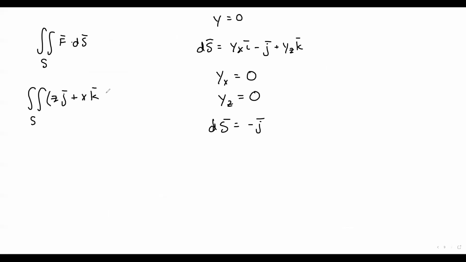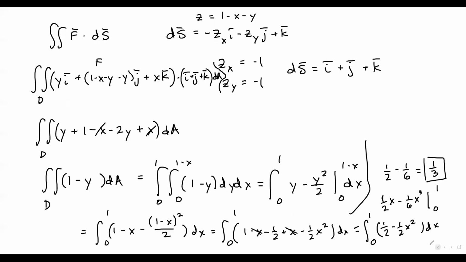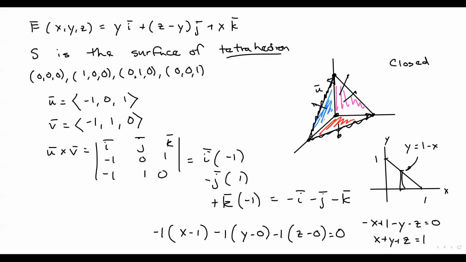That's what we get if we go ahead and substitute y equals 0 into our vector field, into our F definition. And we want to dot that with dS, which we just found. That is minus j. If you go ahead and calculate that, zj plus xk dotted with negative j, you're going to get negative z dA. All right, and then the question becomes, what are my bounds? What are my x and z values that I'm going to be integrating across here for this thing that's on the left-hand side?